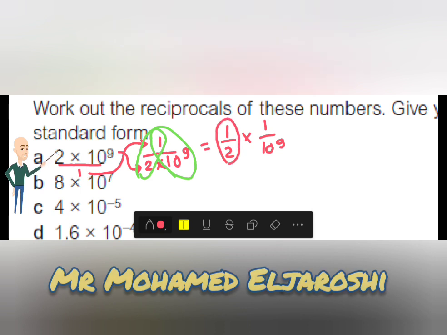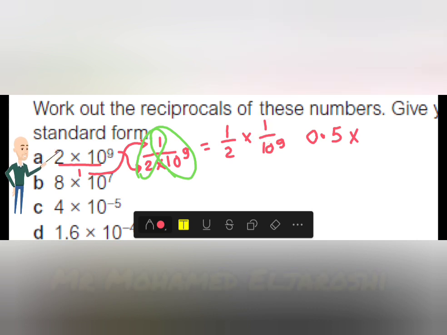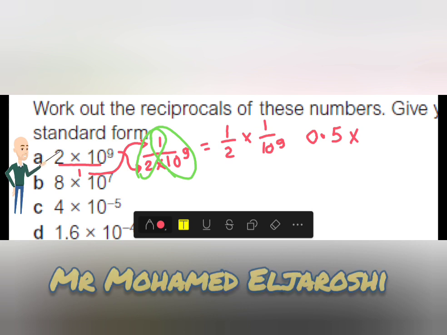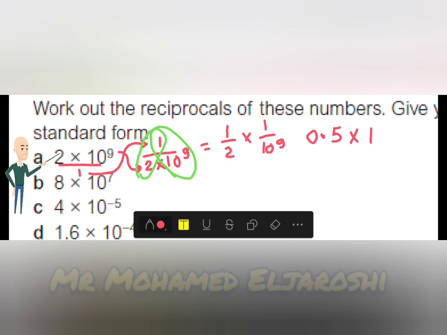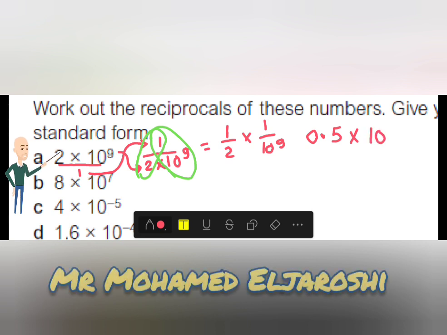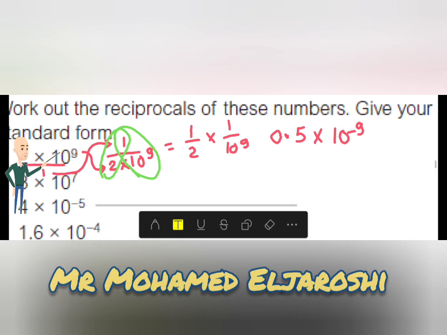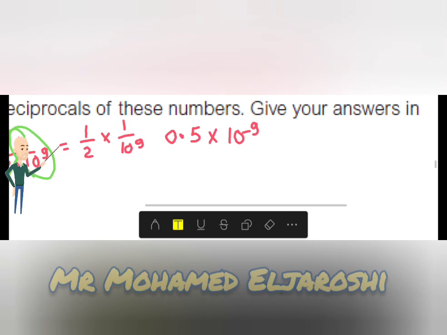Half means 0.5. So we will write 0.5 multiplied by what? This one, 1 over, means a negative power. So it's going to be a negative power of 9. So it's going to be 10 to the power of negative 9, like this. Is that standard form? Very good, it's not. We're going to make it standard form by moving the decimal point.